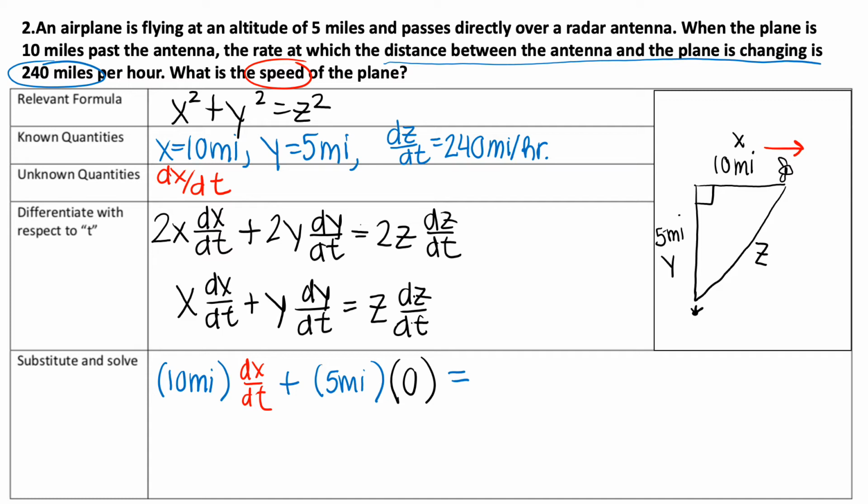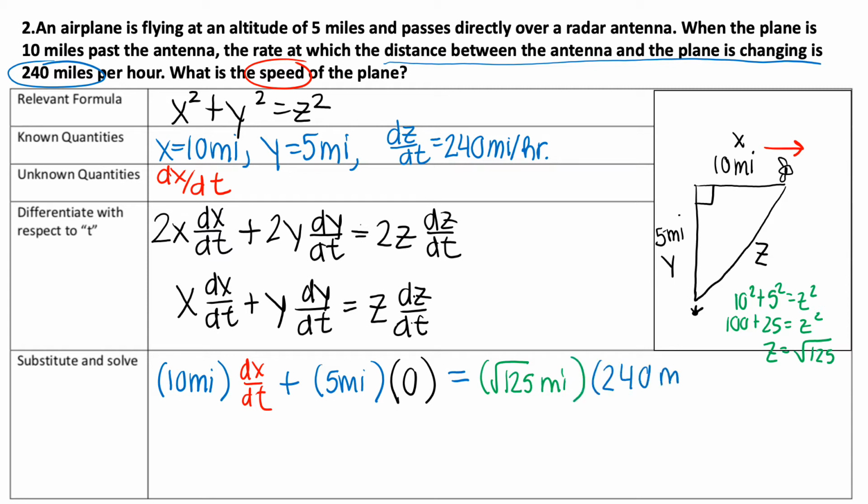Now we don't know what z is, but just like we could in the last problem, we can actually go ahead and use the Pythagorean theorem to solve for z. So we have 10 squared plus 5 squared equals z squared, which gives us 100 plus 25 equals z squared. So z equals the square root of 125, which I'm actually just going to leave like that for now. So we have the square root of 125 miles times dz/dt, which was given to us as 240 miles per hour.